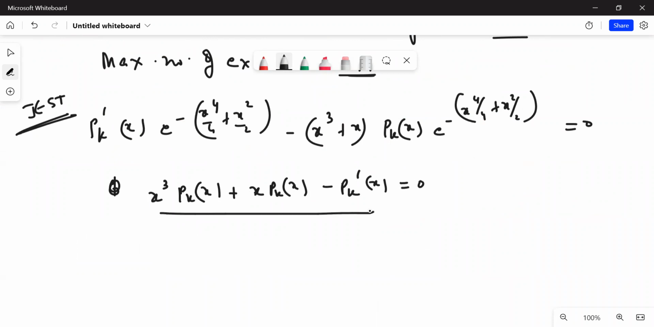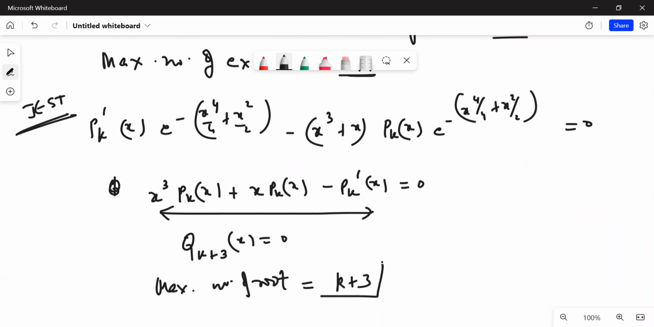It implies this is a polynomial of degree k plus 3. And the maximum number of roots for a polynomial of degree k plus 3 can be k plus 3. So the maximum number of extrema in this case can be k plus 3. Is that clear?